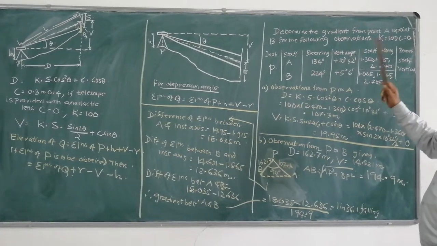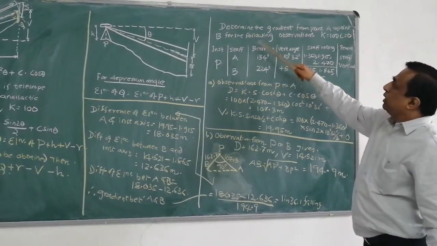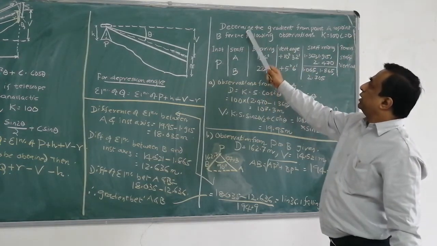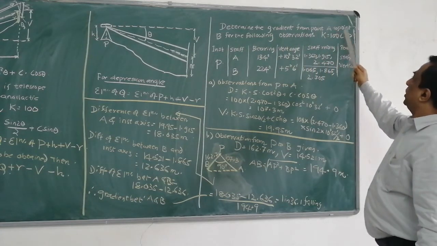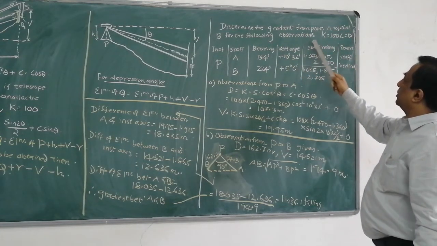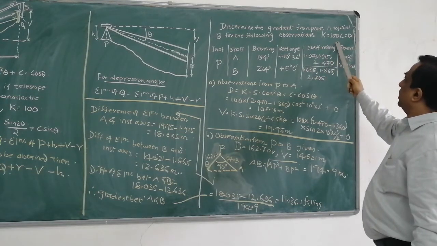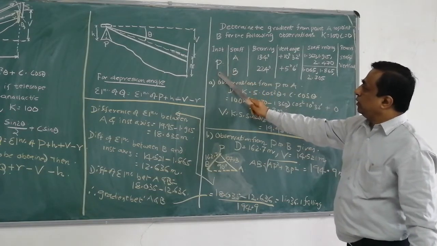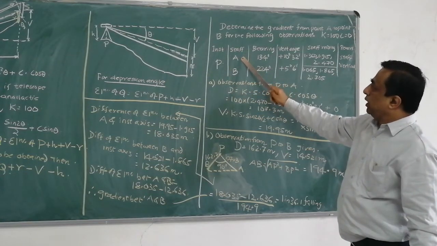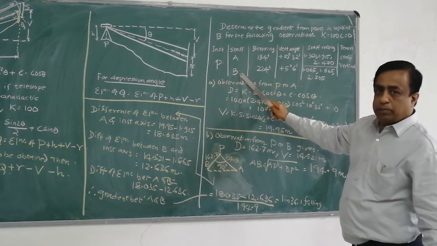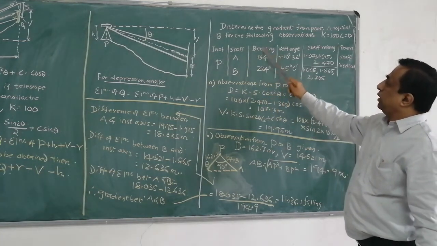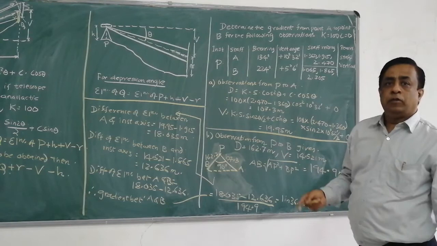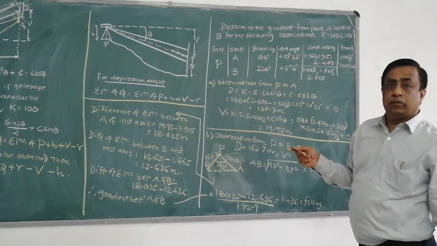So, the problem part, the numerical part, we will have a numerical like this. Determine the gradient from point A to point B for the following observations. K is equal to 100, C is equal to 0. Instrument is at P, staff is at capital A initially, and afterwards it will be at B. Bearing, he is giving in the third column, he is giving the bearing. What is this bearing? Bearing is a horizontal angle. It is not the vertical angle.